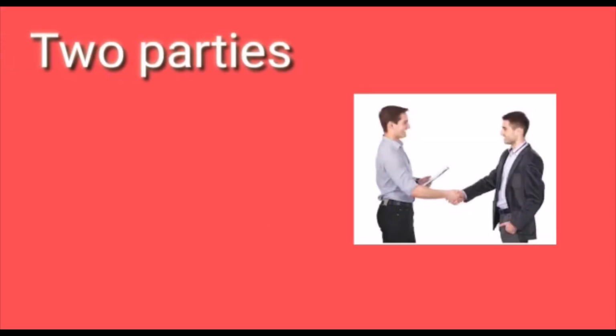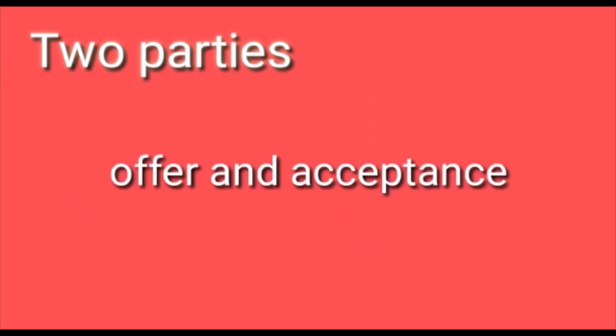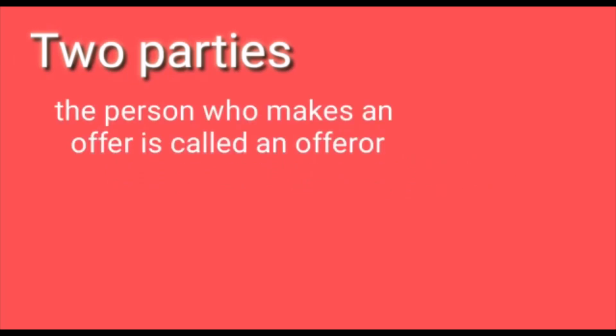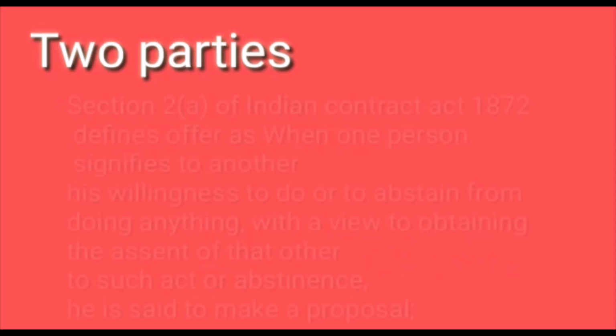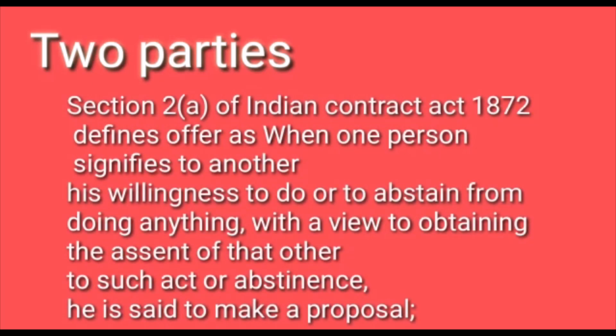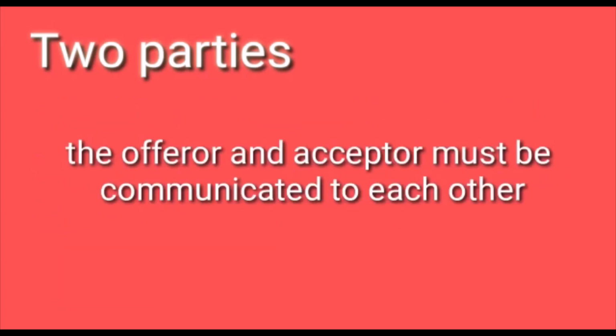Two parties: offerer, Section 2 Clause A, and acceptor, Section 2 Clause B. To constitute a contract, there must be an offer and acceptance. The person who makes an offer is called the offerer, and the person or party who accepts the offer is called the acceptor. Therefore, in every contract, there must be at least two parties, namely the offerer and the acceptor. The offerer and acceptor must communicate properly with each other.